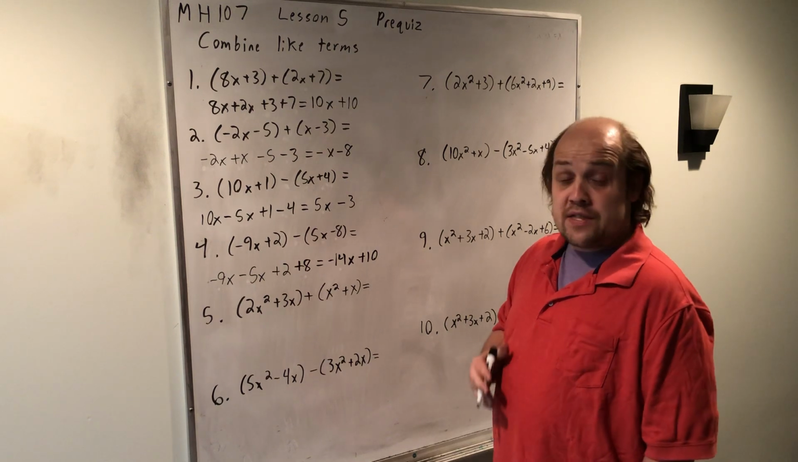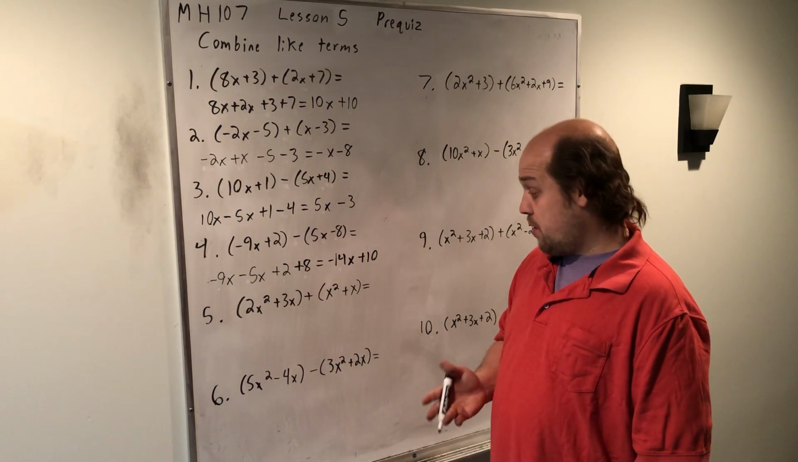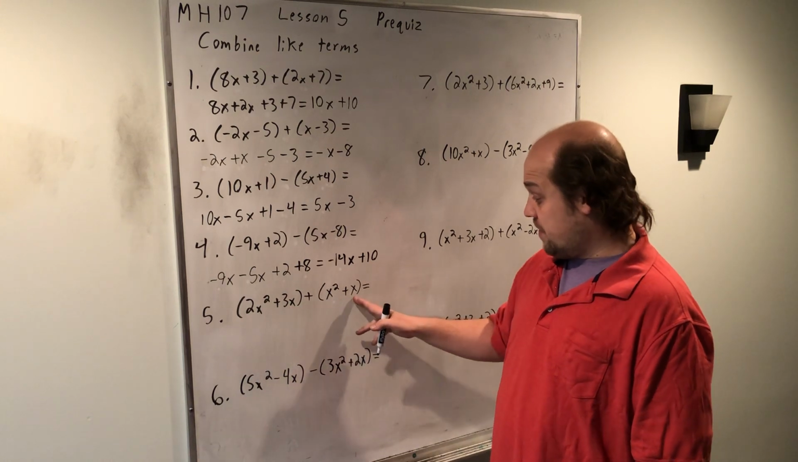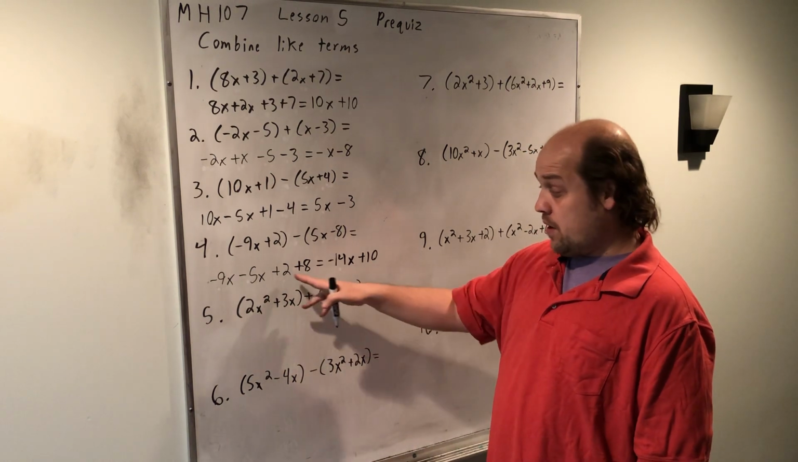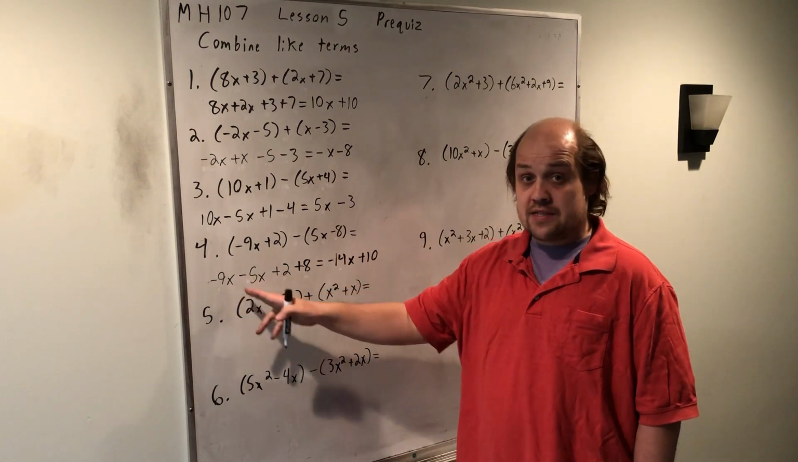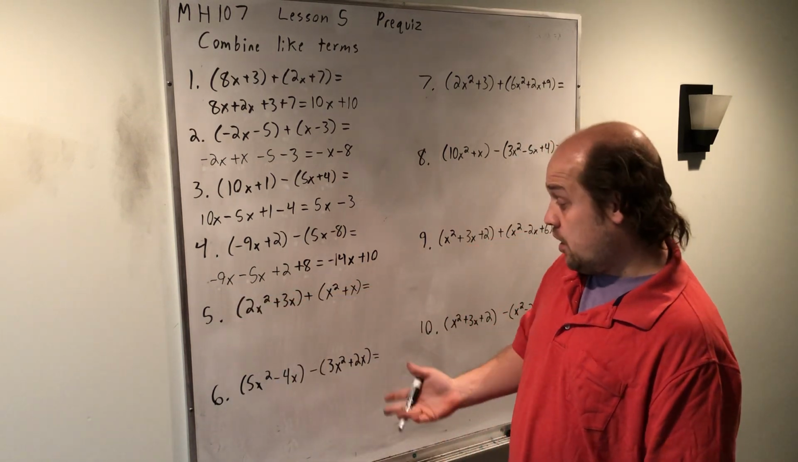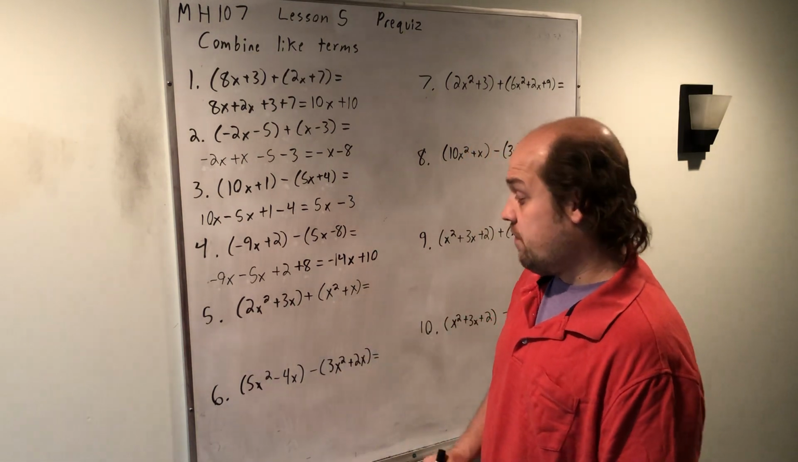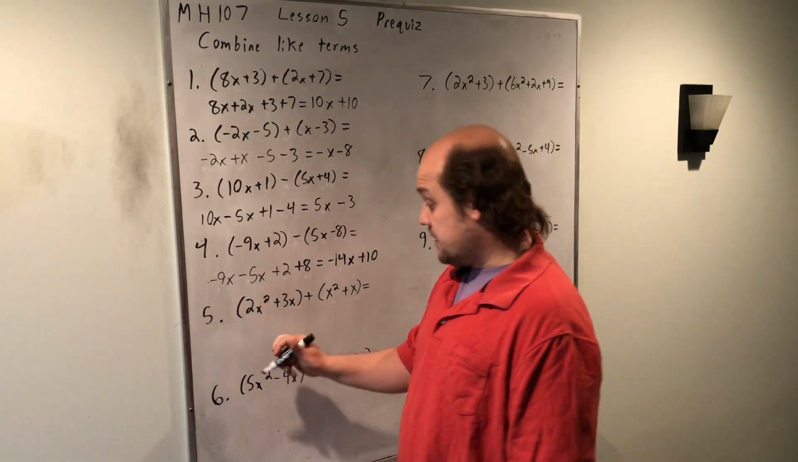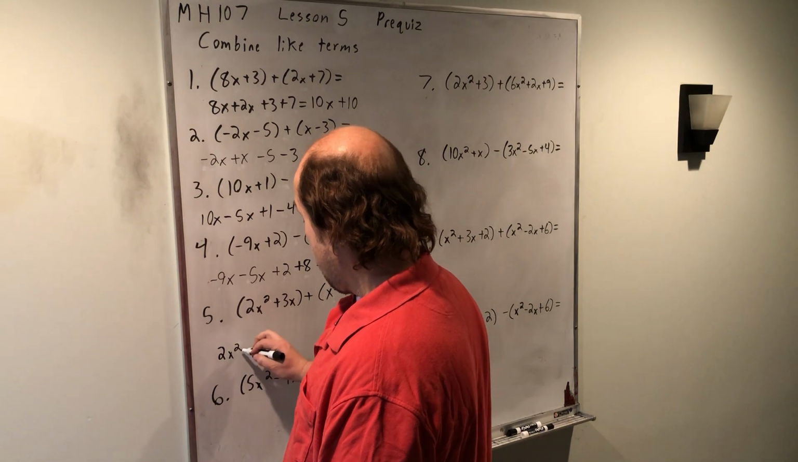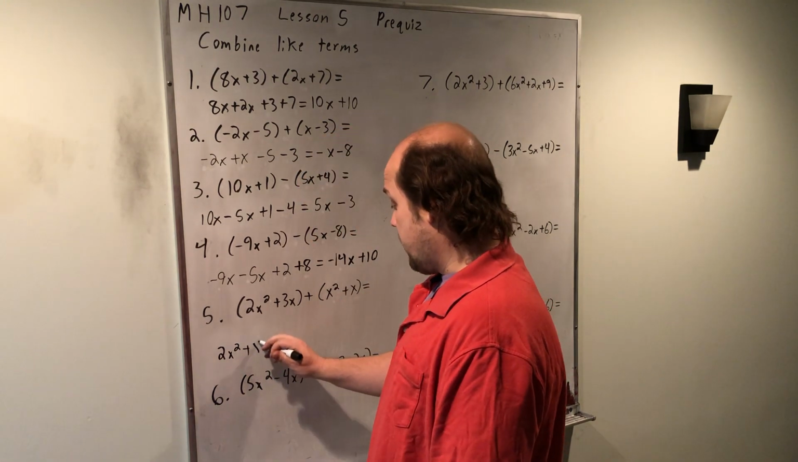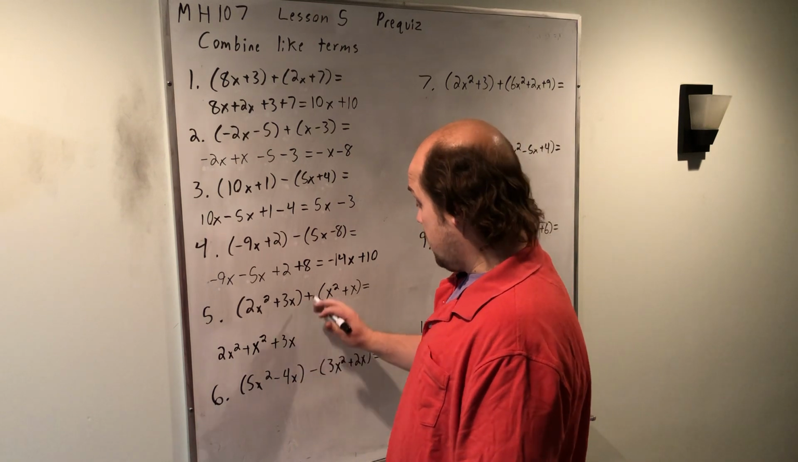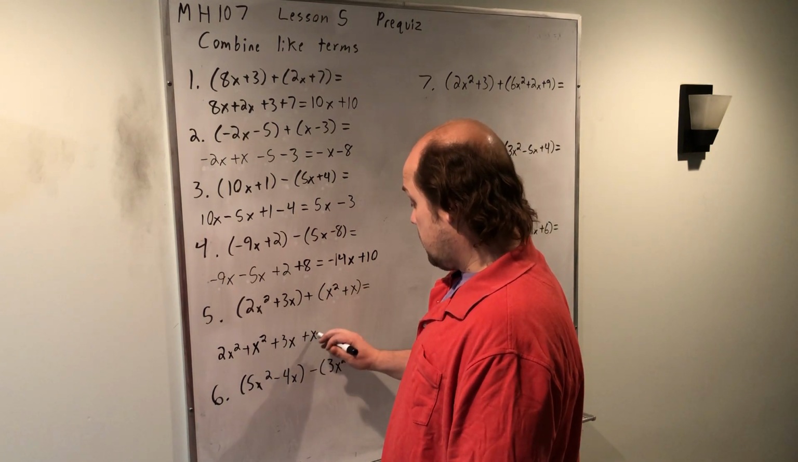In problem 5, it's the first time we have squared terms to worry about, but really we have two terms that are squared terms, two terms that have the single power of x. The same way we lined up things with no power of x and things with the single power of x, here we're going to line up things with the second power of x and things with the first power of x. So second power of x is this 2x squared plus this x squared. First power of x is this positive 3x plus this x.